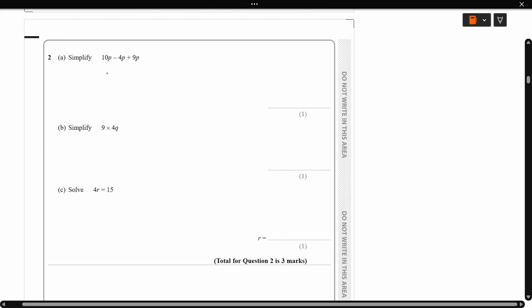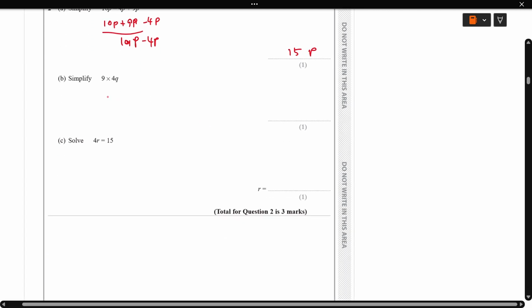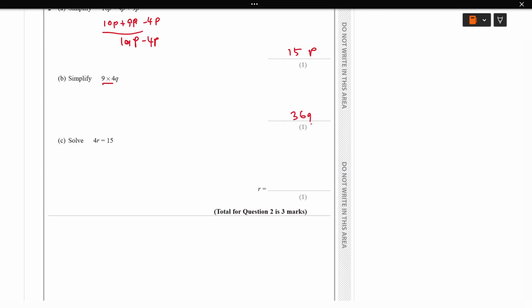Here, 10p minus 4p plus 9p, just simplify. So we'll rearrange: 10p plus 9p, take the pluses together, and minus 4p. So 10p plus 9p is 19p, minus 4p. The final answer is 19 minus 4, which is 15p. Okay, the next one, 9 times 4q. So 9 times 4 is 36, so 36q.